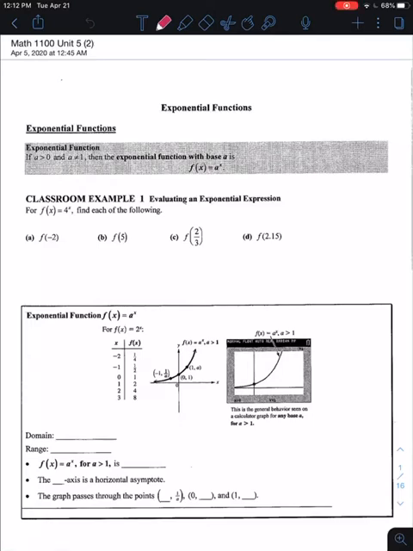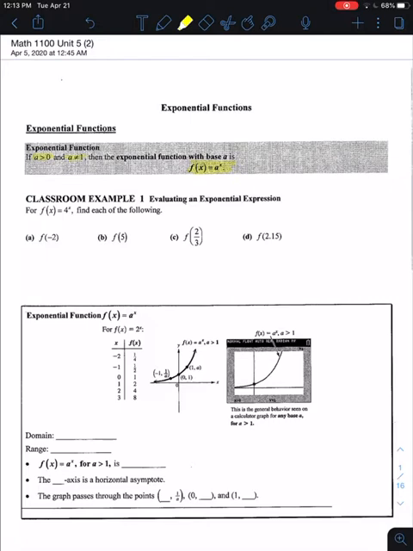We are going to talk about exponential functions. An exponential function is a function in this form. You have a base, which in this case is a. I say a represents any number. The number has to be greater than 0, and the number a cannot equal 1.